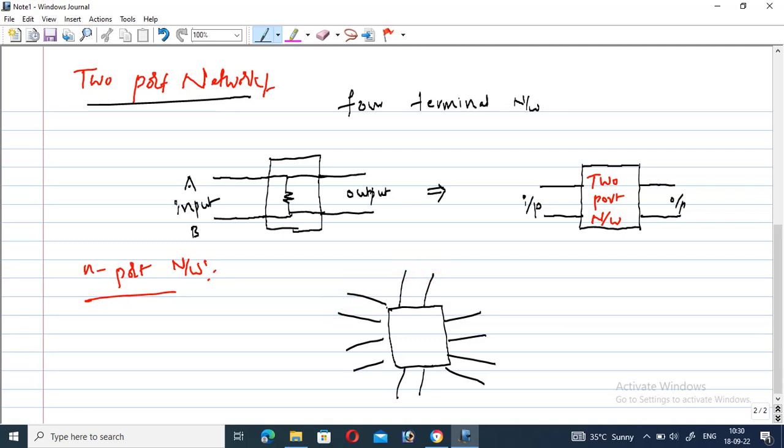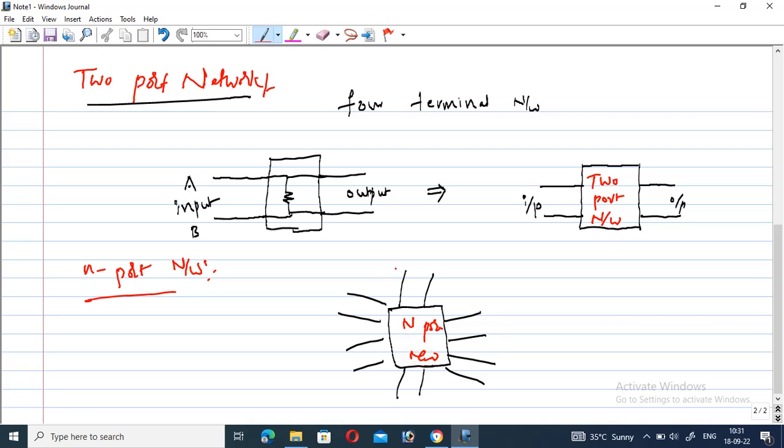If the network consists of more ports, rather than defining it as a 2 port or 3 port or 4 port, if you are considering the general case, it consists of n ports, we can define it as an n port network. So that is very important to consider. So like this we can define the n port network.